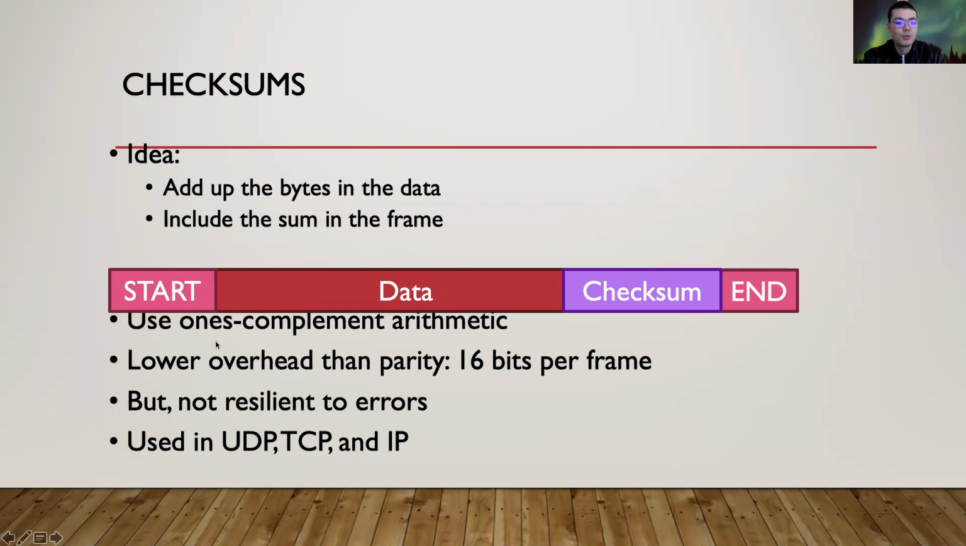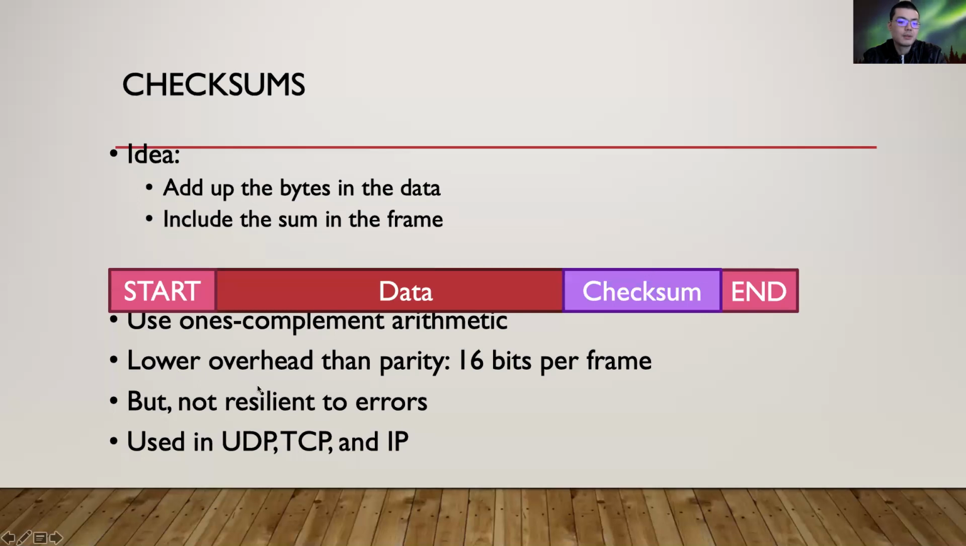So we are just going to use 1's complement arithmetic to do the summation, okay? Which means 1 add 1 to 0, 0 add 1 to 1, and 0 add 0 to 0. So this is a simple addition in binary form. And this overhead is very low. No matter how large your data is, the whole frame, you only have 2 bytes, 16 bits of checksum, okay?